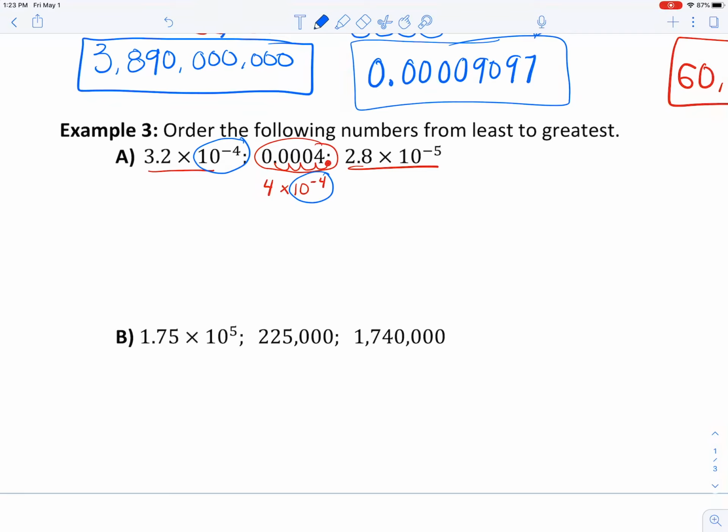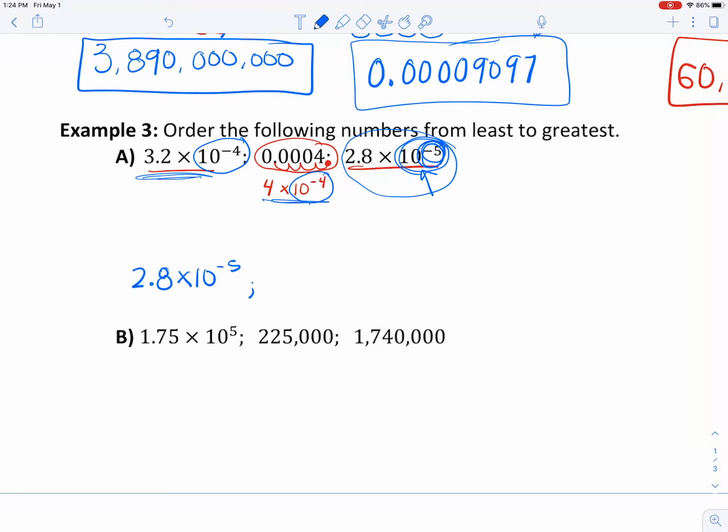Okay, so now what I can do to just quickly compare is the first number is times 10 to the negative 4th. The second number is times 10 to the negative 4th. And the third number is times 10 to the negative 5th. So this one looks different. If I think about it, that times 10 to the negative 5th means I'm going to move the decimal point one more space to make it even smaller. The more negative the exponent, the smaller the number is. So this one is going to be 2.8 times 10 to the negative 5th. That's our smallest number.